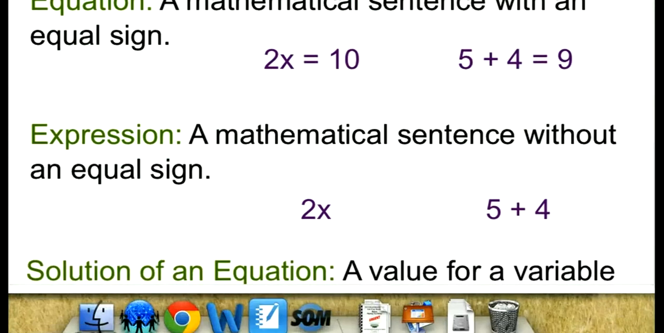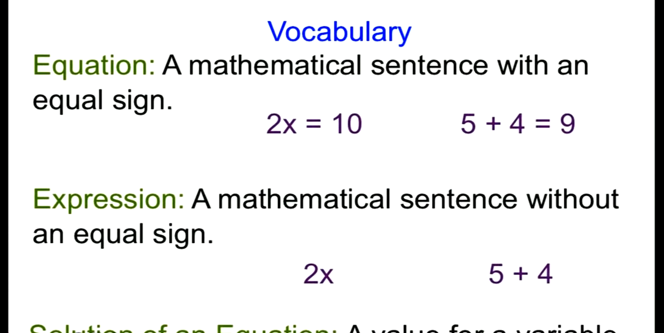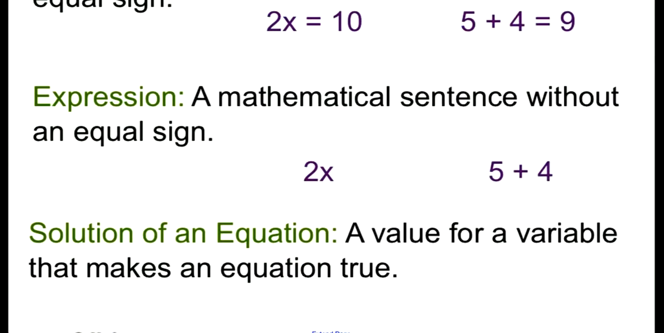The last vocabulary word is solutions of an equation, which is a value for a variable that makes an equation true. So if x equaled 7, then that would make the equation true if my equation was 2x equals 14. So x equals 7 would make that equation true.